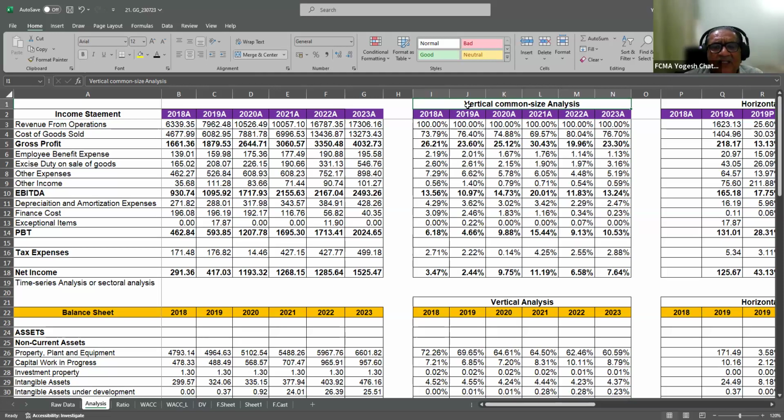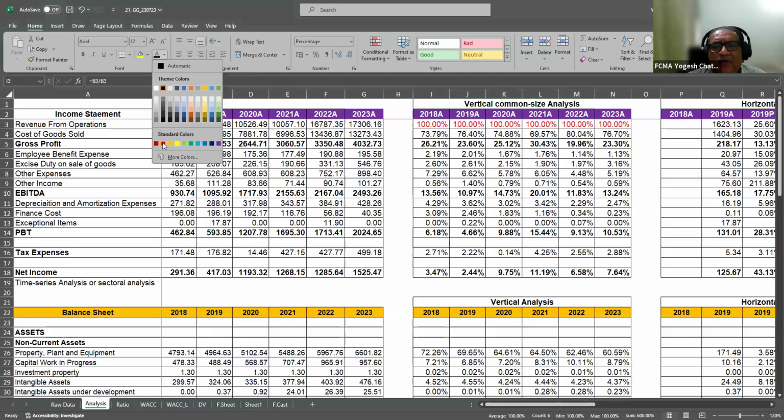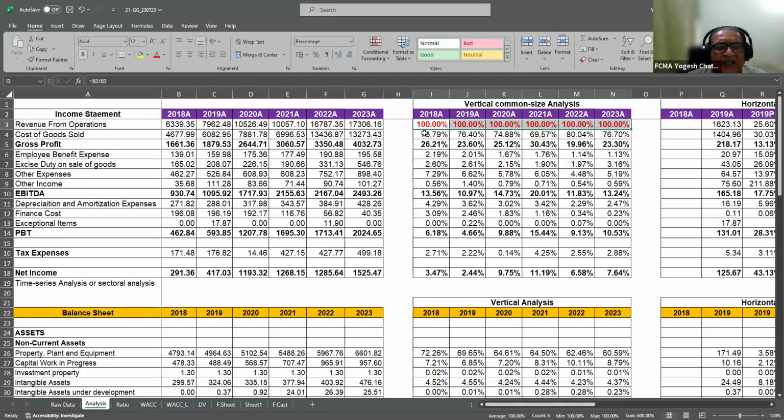So in a vertical common size analysis, what we do is take revenue from operation as the basis. That is 100%. That is the base, that is the foundation, and all other components of the income statement we will compare with reference to the revenue from operation. As you can see, the cost of goods sold of this company, you can see the formula in the formula bar. All these are based on the formula. I hope you can see that in the formula bar, and here also it is highlighted.